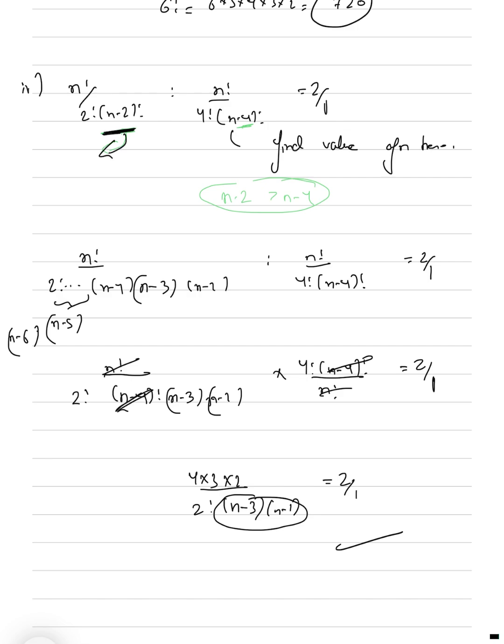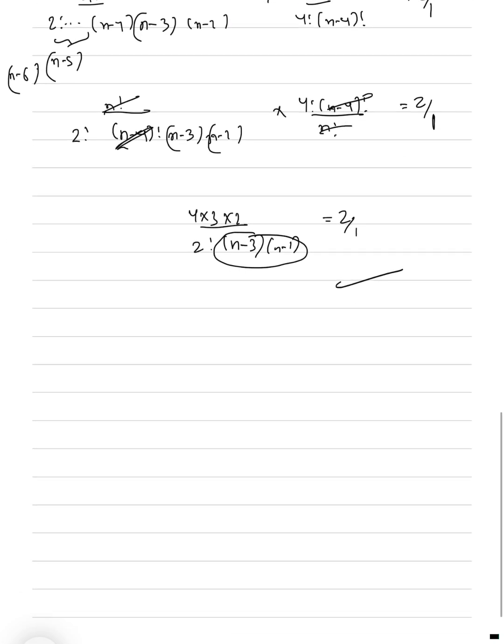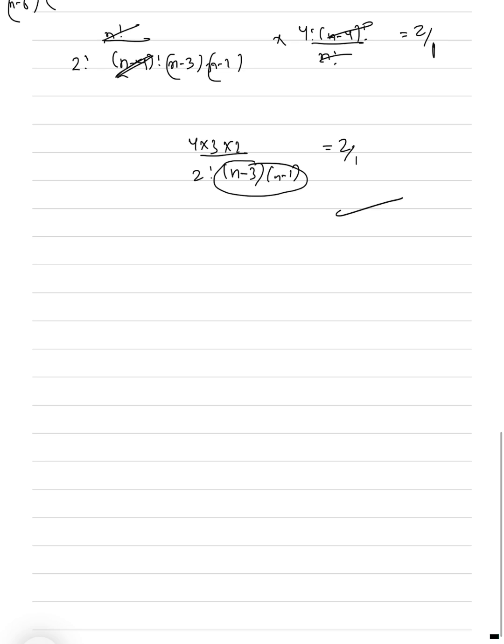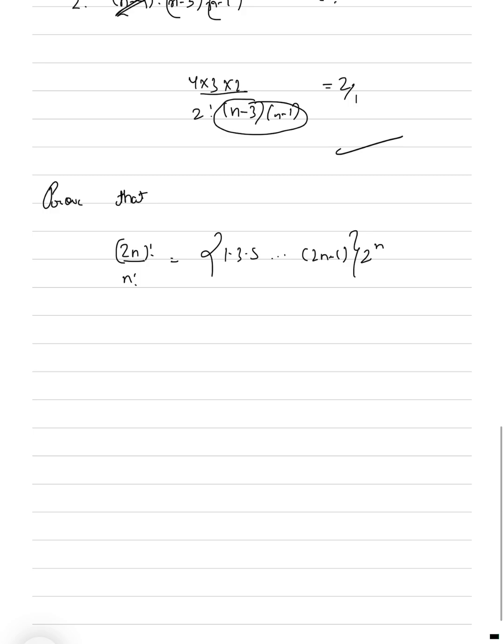You have to basically divide the larger number into a smaller one. Okay, so now moving on to another type of example from this chapter. Let's see another example. We have to prove two relations: first there is an equality, and then second there is an inequality. Prove that 2n factorial upon n factorial is equal to 1, 3, 5, dot dot dot, 2n minus 1, into 2 to the power n. So we have to prove this.